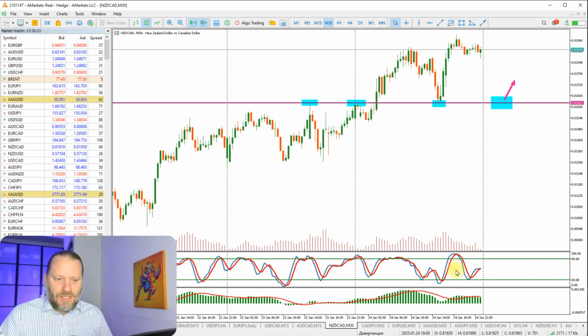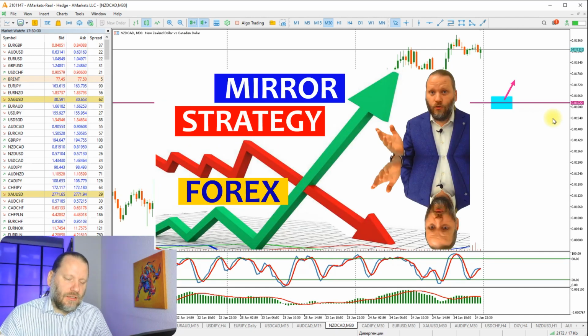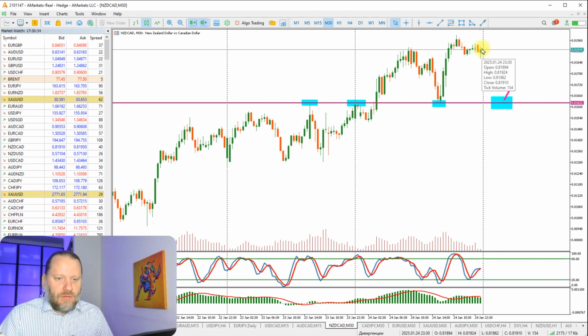Now let's look at the currency pair New Zealand dollar to Canadian dollar. As we can see, there is a mirror support line. I also have a separate video about the mirror strategy on my channel. Be sure to watch it. And now we can see that the price, as soon as it approaches the support line, this is the mirror support line, this is the quote 0.81622. There will be a reversal point here. You can buy and capitalize on the upside.